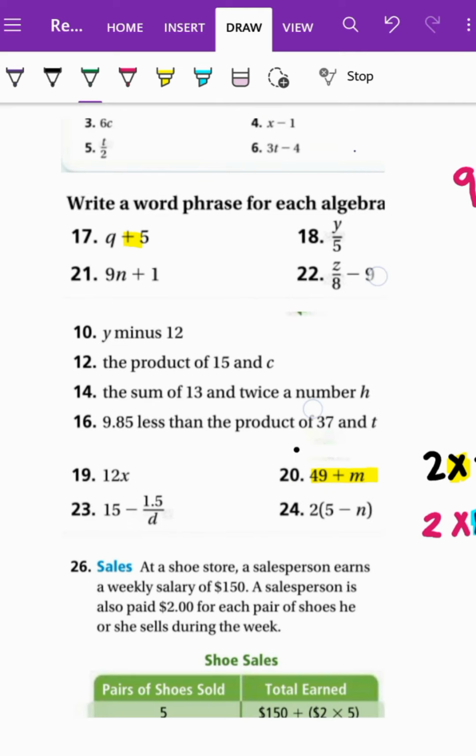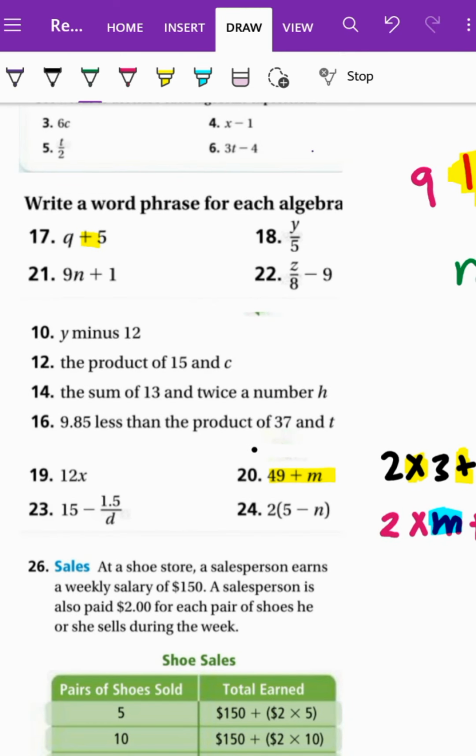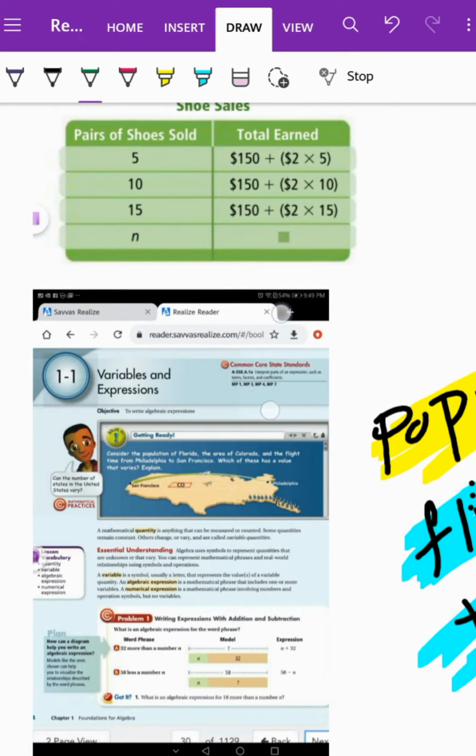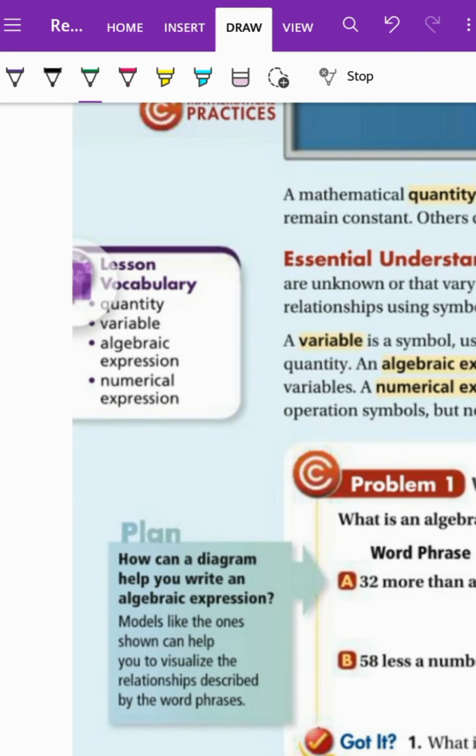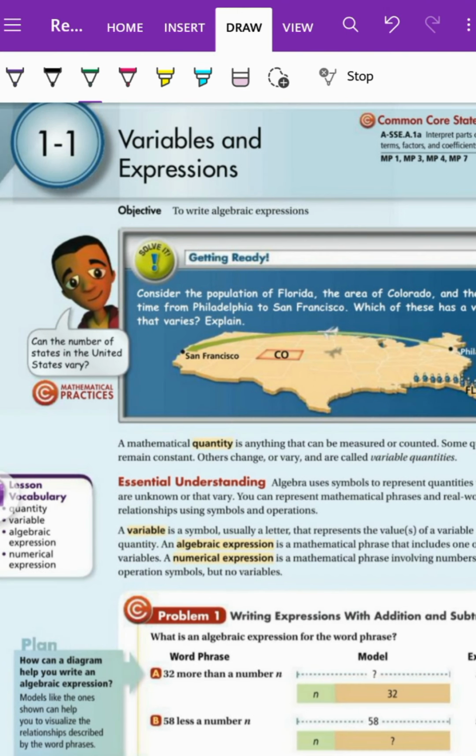Good boy. I think everything we learned today is clear. Again, the quantity: we have constant quantity and variable quantity, and we gave examples. Variable, what is the variable? The algebraic expression, the numerical expression, and what is the difference between the algebraic expression and the numerical expression. And last, we learned how to write the algebraic expression.